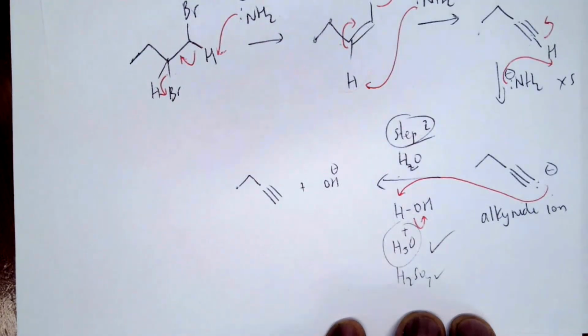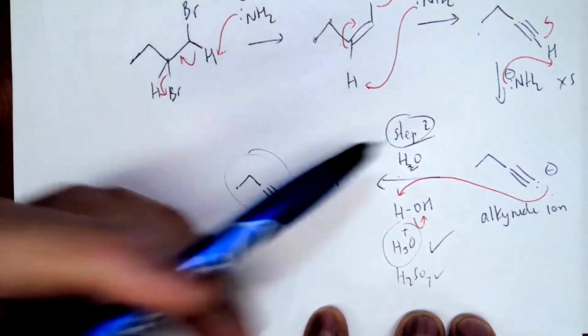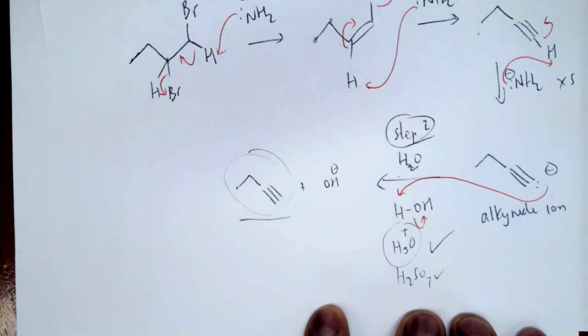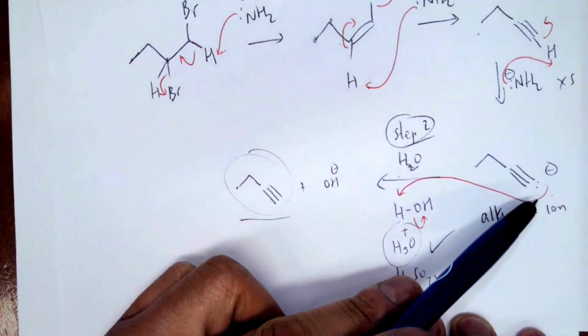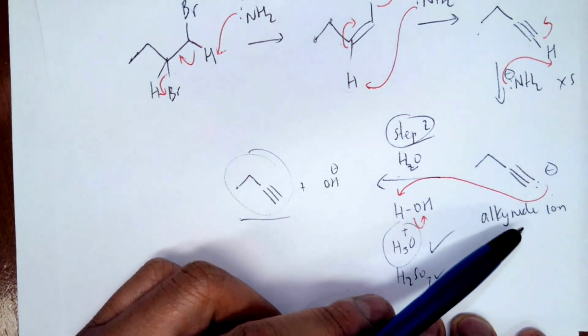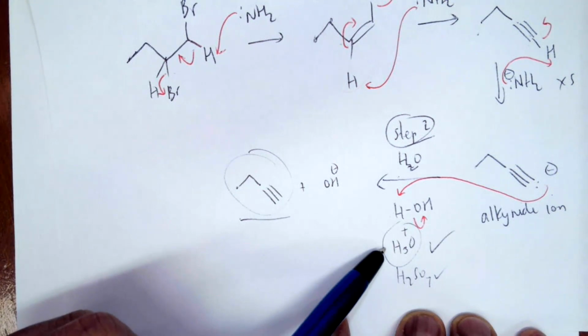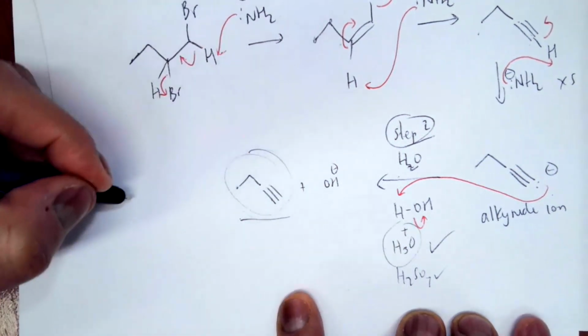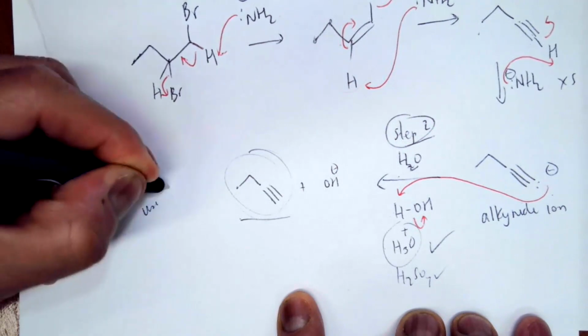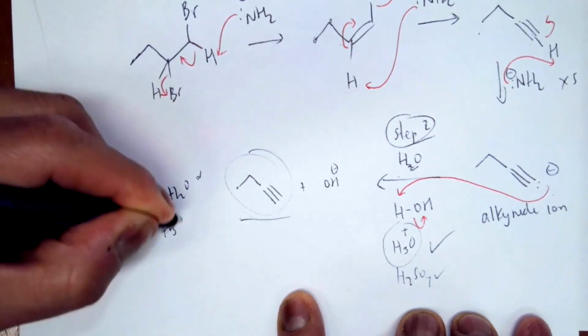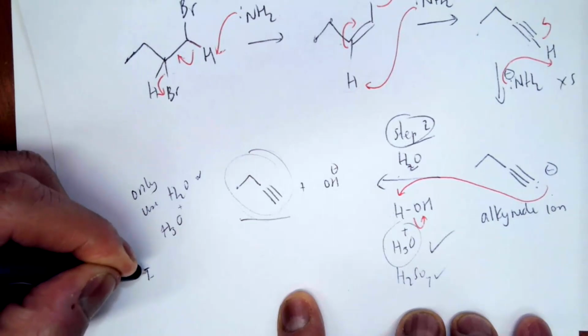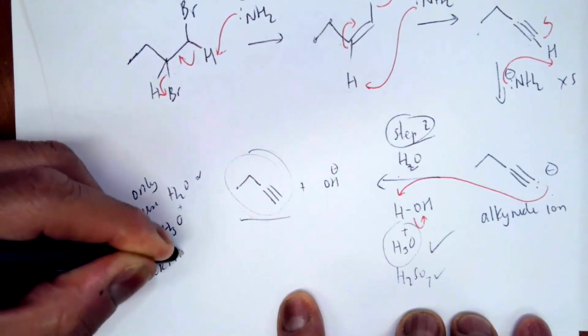If we follow the pKa's, yes, ethanol and methanol work, because they are more acidic than alkynes, so the equilibrium should drive it toward this side. But commonly, I just tell you what I see more often: to protonate an alkynide ion, they normally use water or H3O plus. And you only use water or H3O plus if you are making a terminal alkyne.